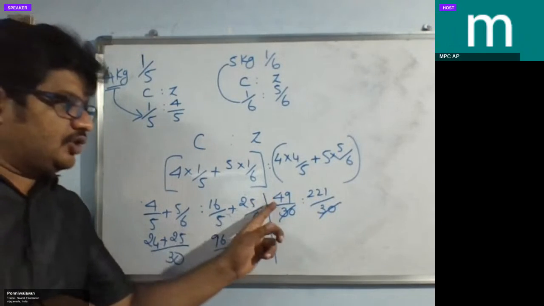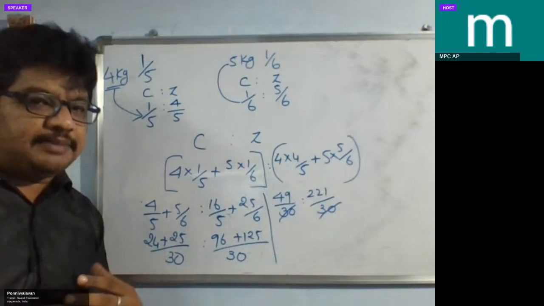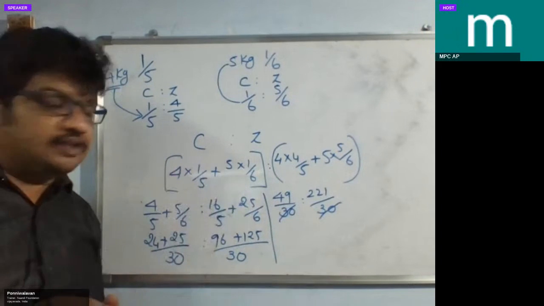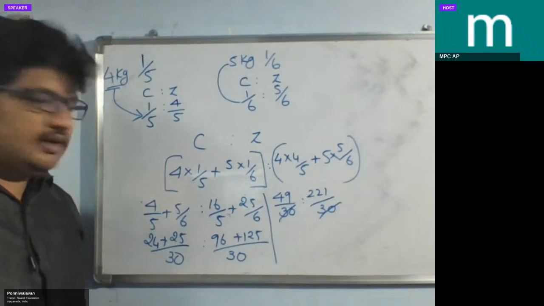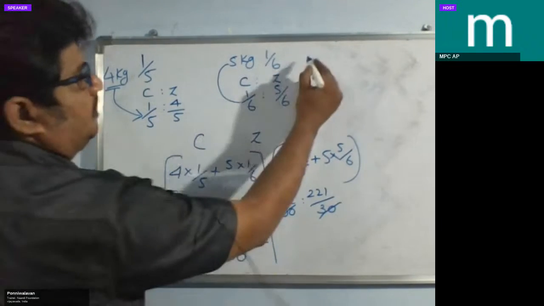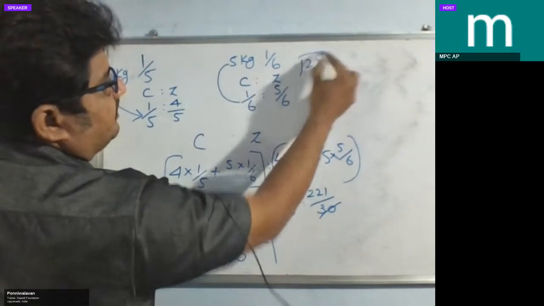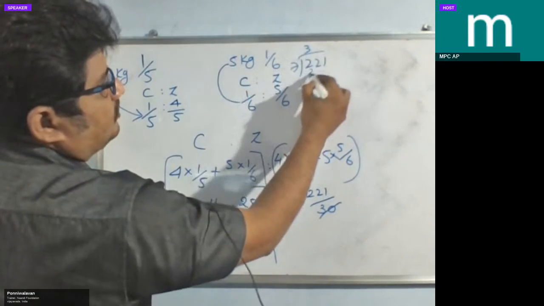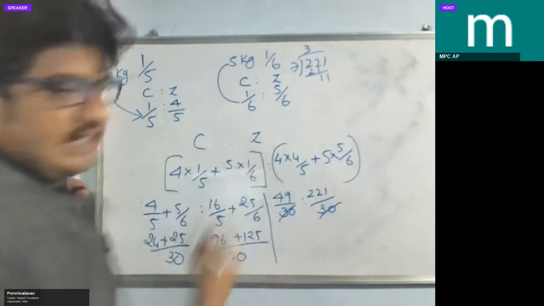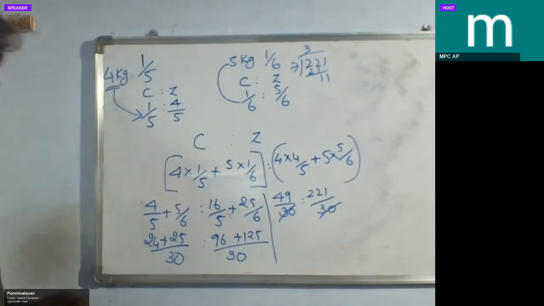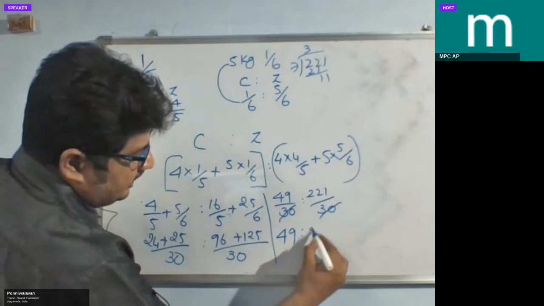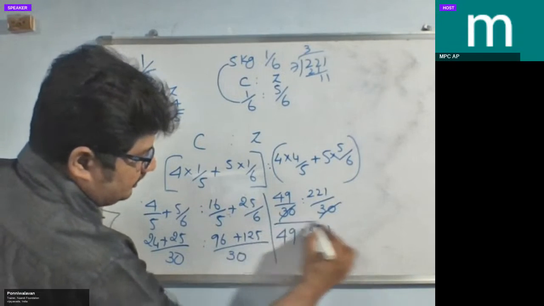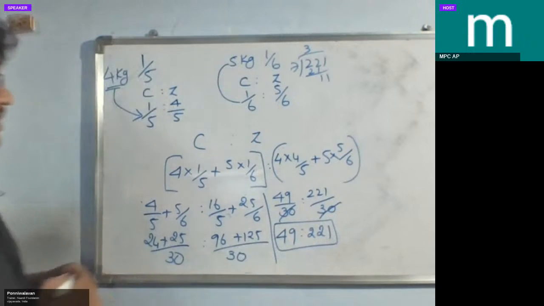Is it possible to divide 49 and 221 by any number? Does 221 get divided by 7? 7 times 31 is 217, so it's not getting divided. So that's all. Your final ratio is 49 divided by 221.